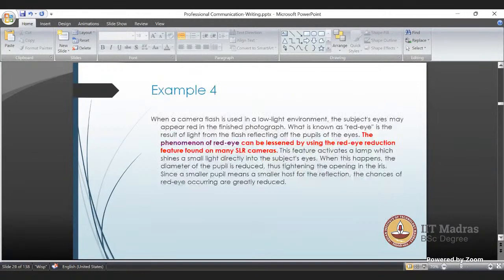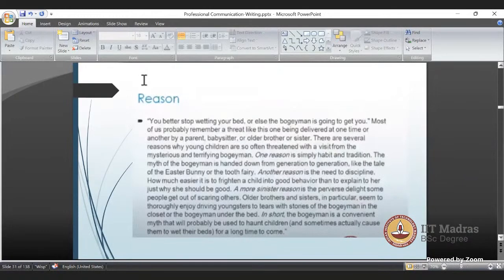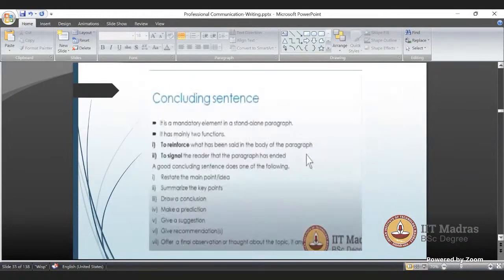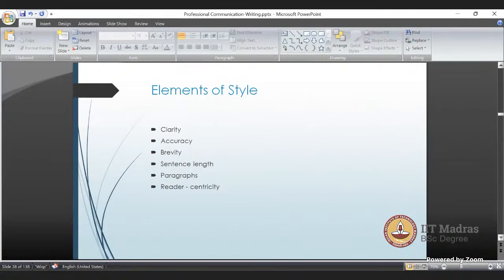And how do we style sentences? Now I don't mean that I'm going to teach you subject, verb, object. I'm going to assume that you already know it. It has already been a part of both your English 1 and English 2 lectures, so we're not going to cover those things. We are going to look at how we can formulate sentences in a way that gives us an appealing piece of writing. Now, within elements of style, you have the things that you see on the screen: clarity, accuracy, brevity, sentence length, paragraphs, and reader centricity.